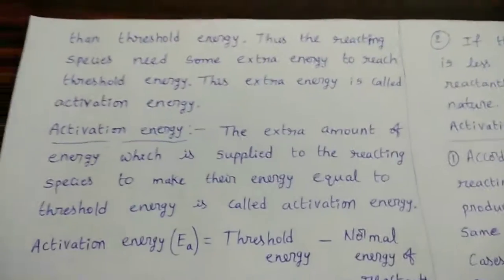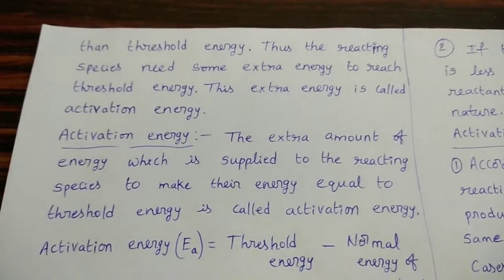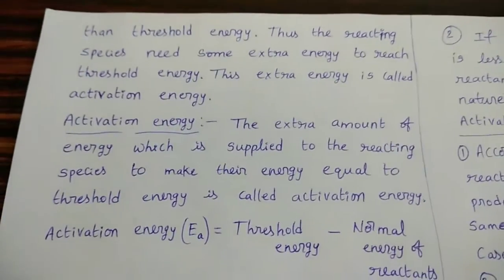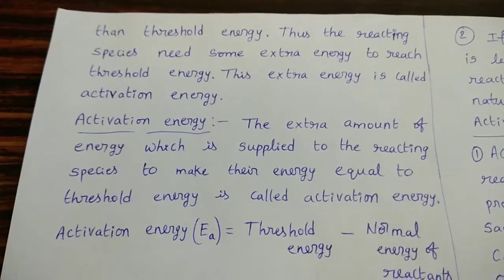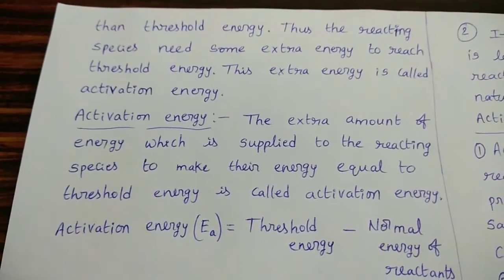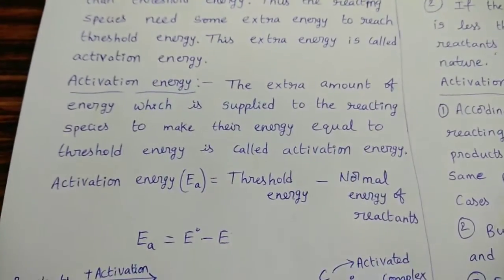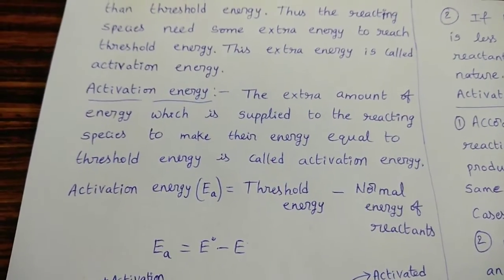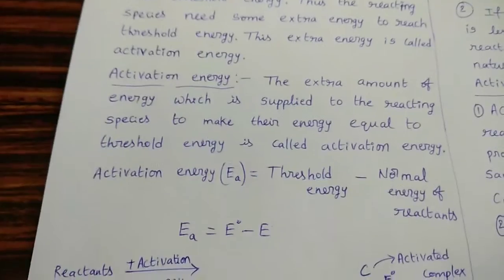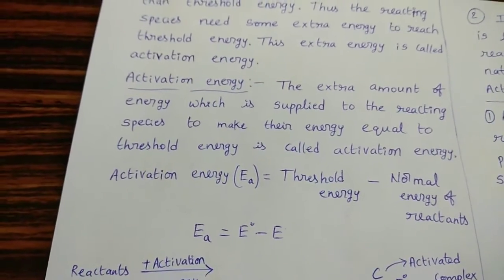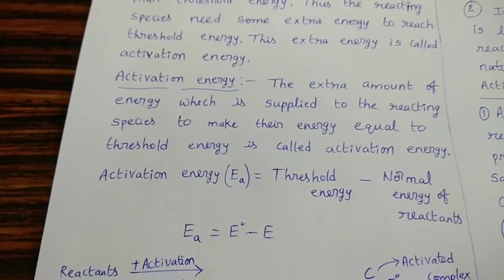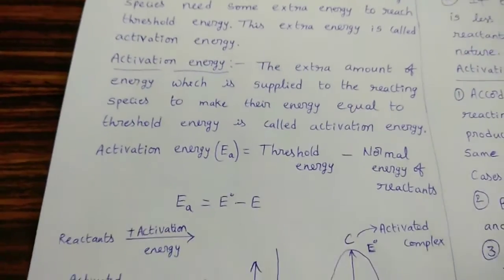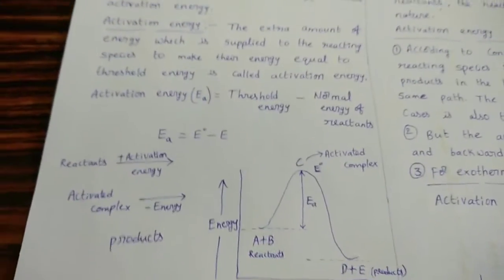See the definition. The extra amount of energy which is supplied to the reacting species to make their energy equal to threshold energy is called activation energy. So we can write activation energy equal to threshold energy minus normal energy of the reactants. So in symbolic form, activation energy EA equals threshold energy E naught minus E.